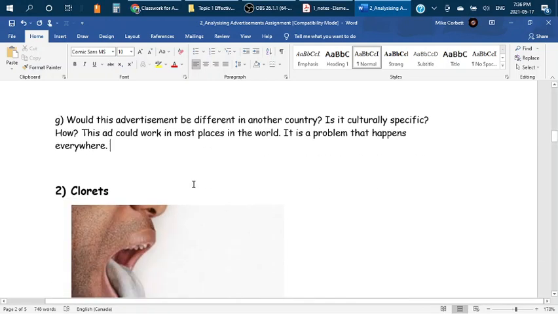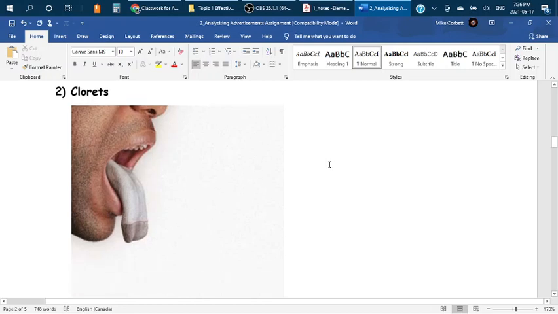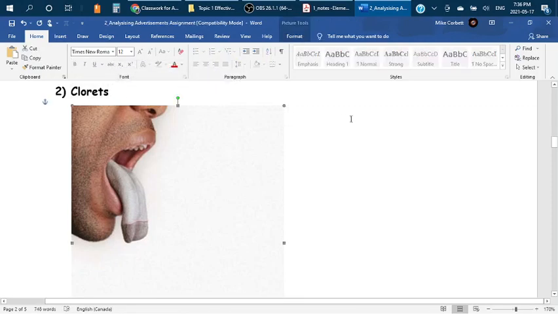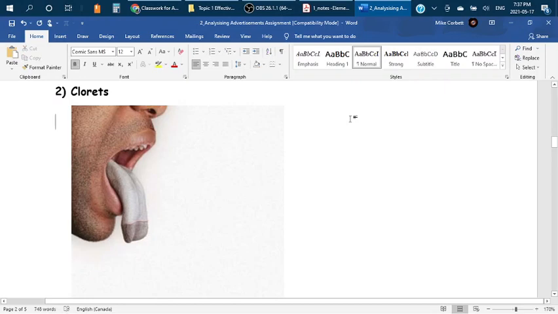So the next one here, I'm just going to go over two, and I'll leave the last two for you to do on your own. I'll talk about them briefly, but for the most part, you'll be filling out the answers. I'm just going to give you examples of how to fill these ones out. So the next one here is for Clarets. And for anyone who doesn't know what Clarets is, they are gum. Well, I think they also make breath mints, but I think they originally started out as gum. Gum for fresh breath.